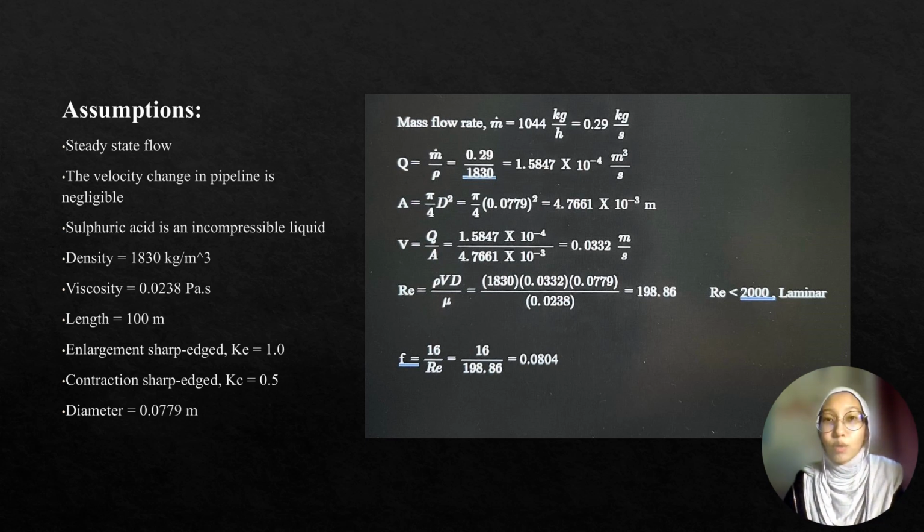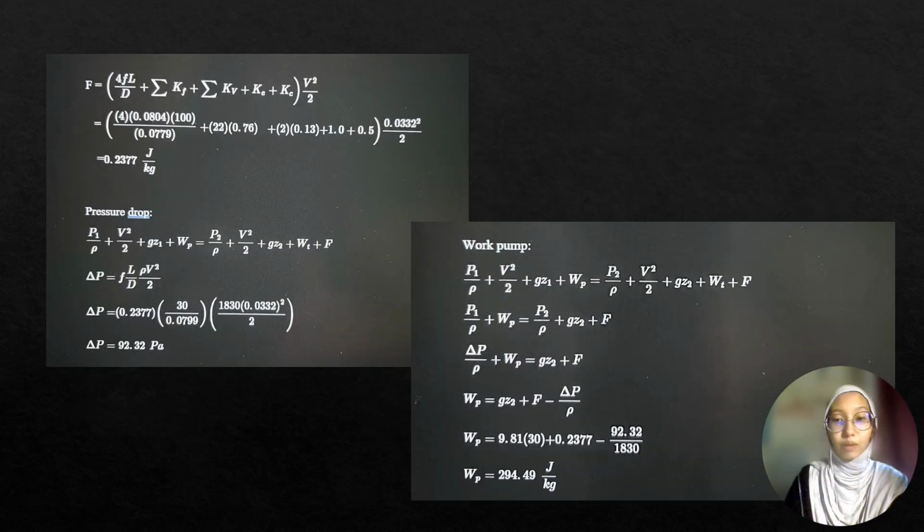In order for us to know the flow regime of the sulfuric acid, we calculate the Reynolds number. We got 198.86, which is less than 2000. So our flow is actually laminar. And then we continue with calculating the friction factor, 16 over Reynolds, and then we got 0.0804. After calculating the friction factor, we calculate the friction loss, and then we got the value 0.2377 joule per kg.